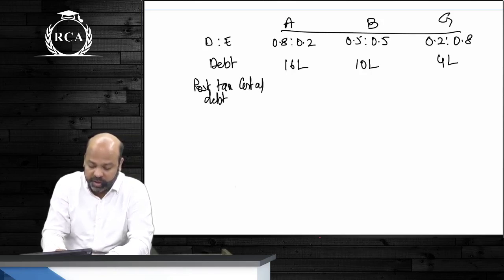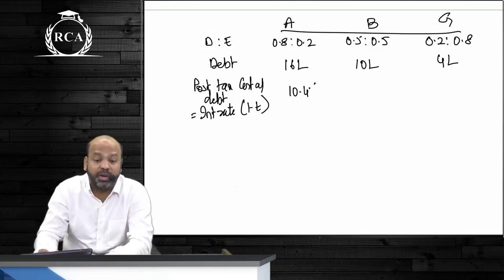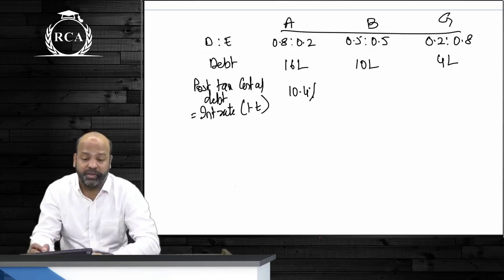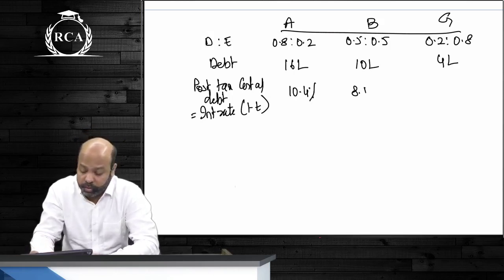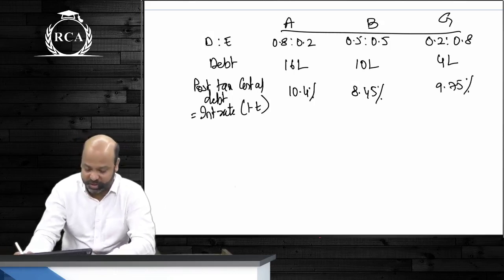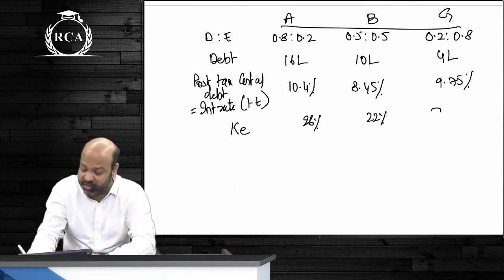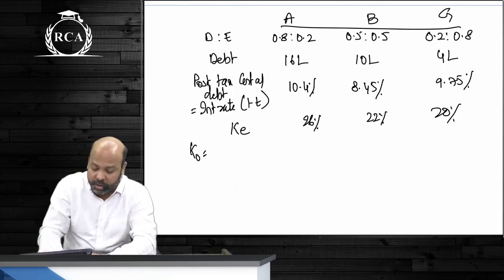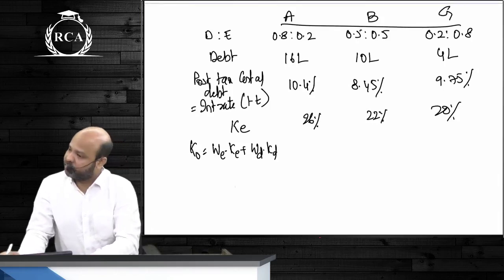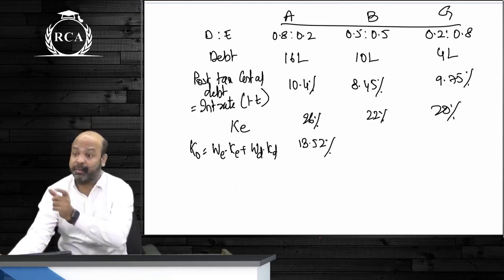What will be your post-tax cost of debt? It will be interest rate into 1 minus tax rate. Interest rate we know is 16%, so 10.4%. For the second one, 13% into 0.65. For the last one, 15% into 0.65. Good to see you answering better. We already have cost of equity: 26%, 22% and 20%. What will be your Ko? Ko is weight of equity into cost of equity plus weight of debt into cost of debt. First one is 13.52. Someone do the third one, someone do the second one. Remember, denominator is weight of equity.